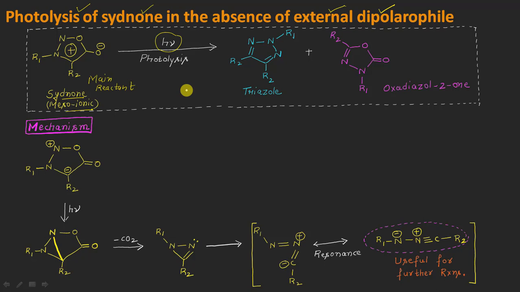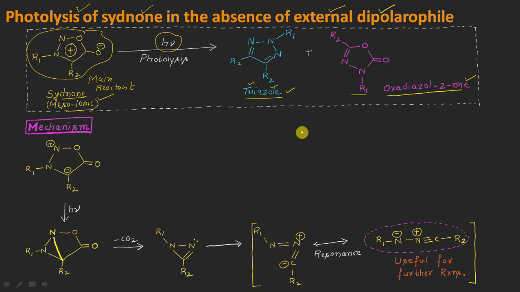So whatever will be there, it will be in between this reactant molecule. So you can see here the result is that this type of photolysis reaction results in the formation of a molecule of triazole, because it contains 3 nitrogen atoms. Moreover, it is a 5-membered ring here. So triazole molecule, and secondly a structure something like this, which is known as the oxadiazole 2-one, right? So the photolysis of Sydnone in the absence of any external dipolarophile results in the formation of triazole and a molecule of oxadiazole 2-one here, right?